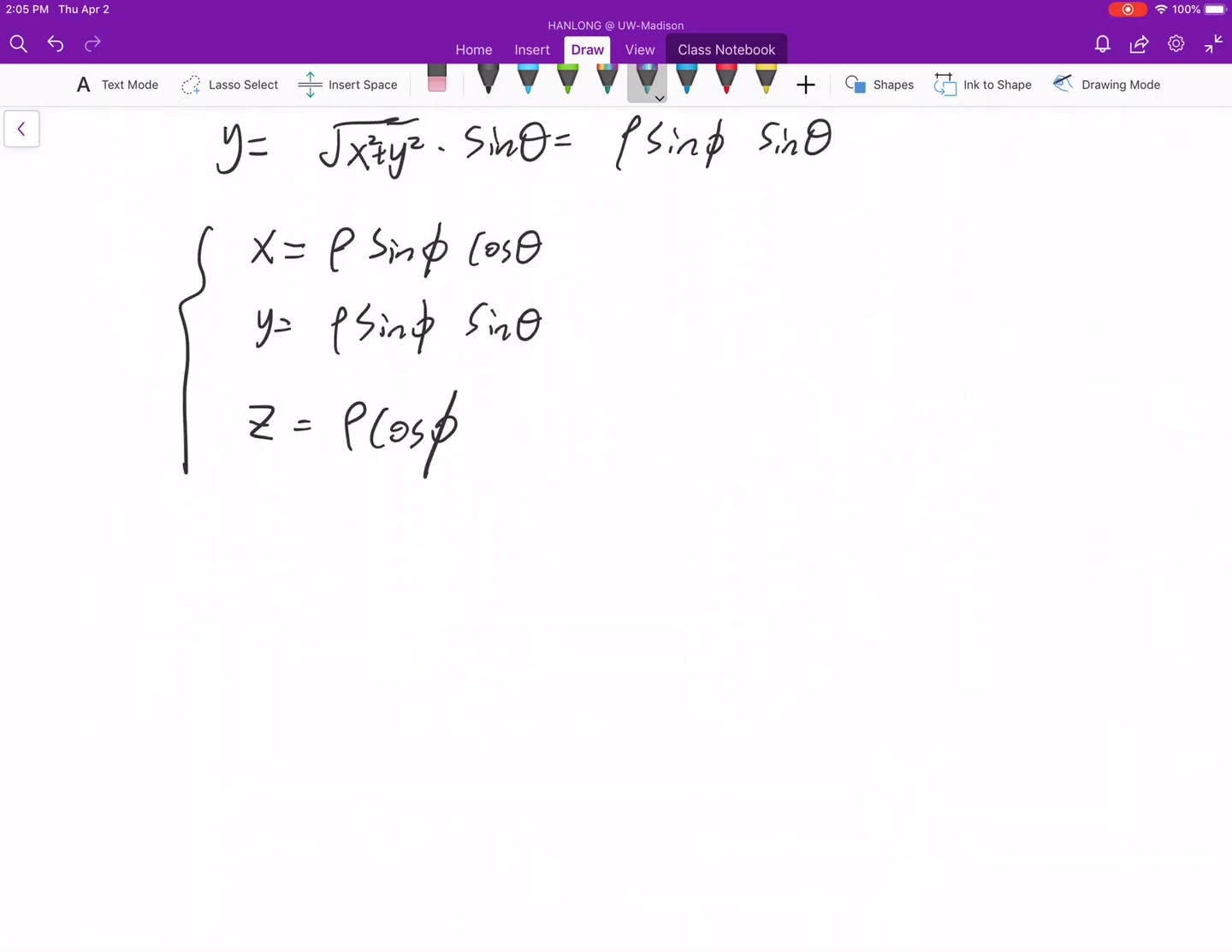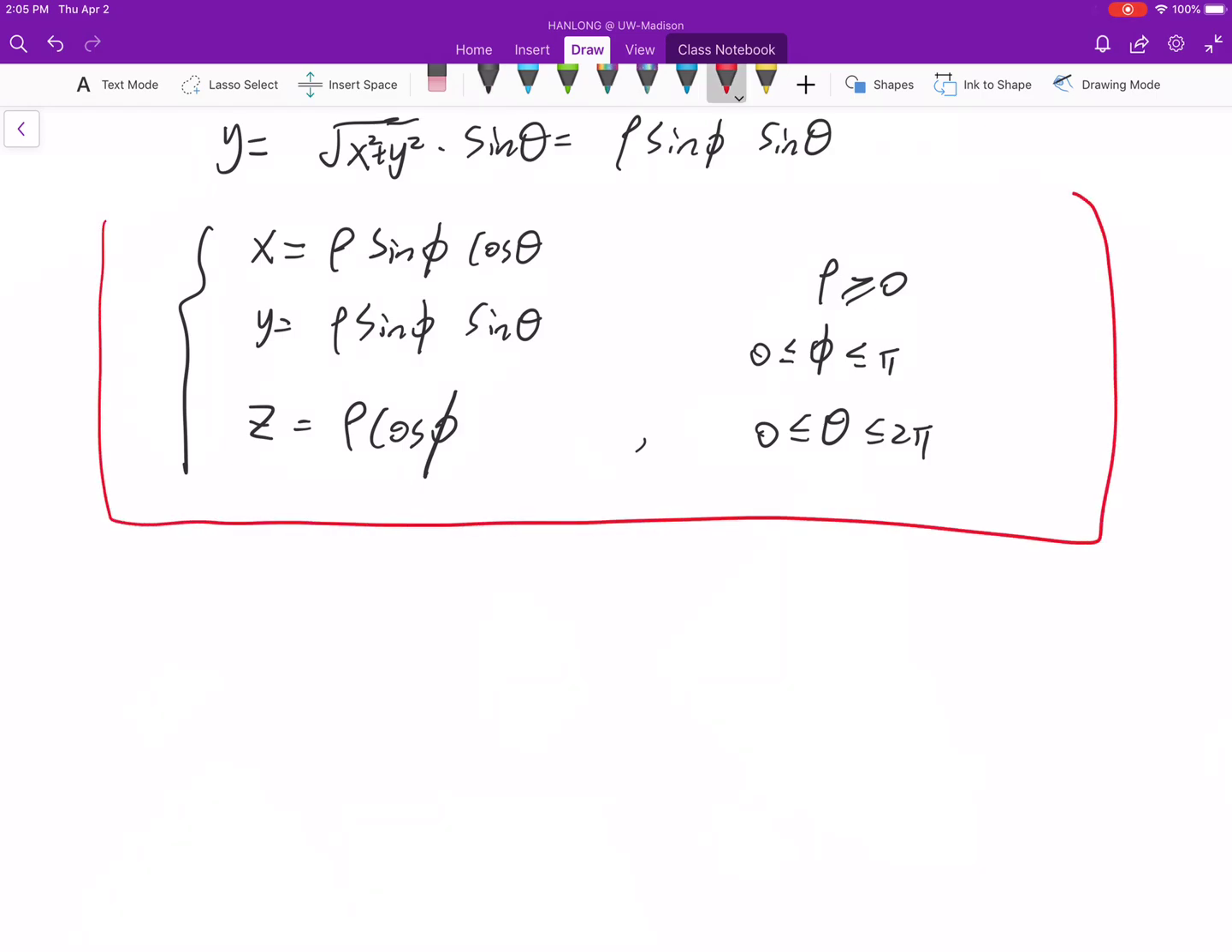Okay, therefore here you have some natural domain for the variables rho, phi, theta. Phi is between 0 and pi. Theta is between 0 and 2 pi. Okay, so this is the spherical coordinates we are going to use in the following.